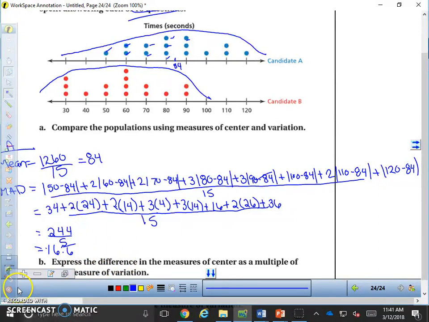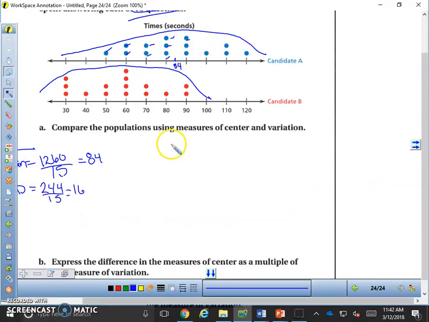I need to erase my board a little bit to give myself room for part B. All right, now let's look at population B. Let's find the mean. We're going to add them all up and divide by how many there are.